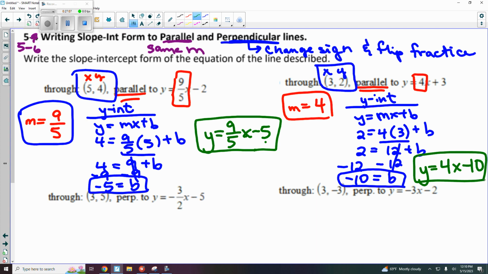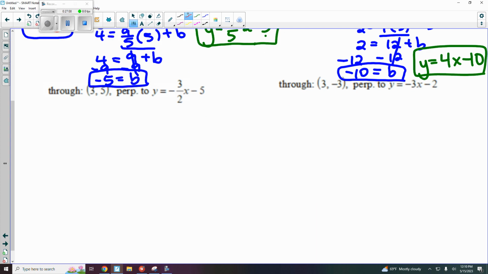And we're good. So for perpendicular lines, it's the same thing. First thing we're going to do is find our slope, but this time the slopes are different. So if this line slope is a negative 3/2, our slope's going to be positive, because the first thing we're going to do is change the sign. So a negative slope is going to become positive, and if that's 3/2, what's our slope going to be? 2/3, you got it.